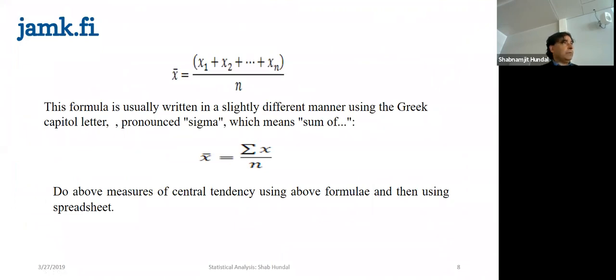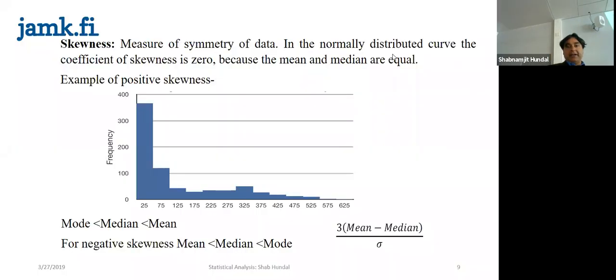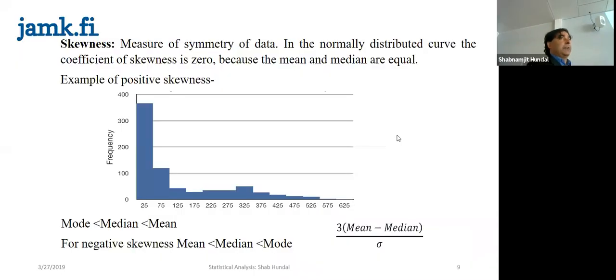Actually, I'm thinking that I would give you... I have to remind myself. The next measure is called skewness. The skewness is about the symmetry of the data. Is data symmetrically distributed? For instance, I'm taking a pause here, but I will come back to it. The skewness shows the symmetry of the data.